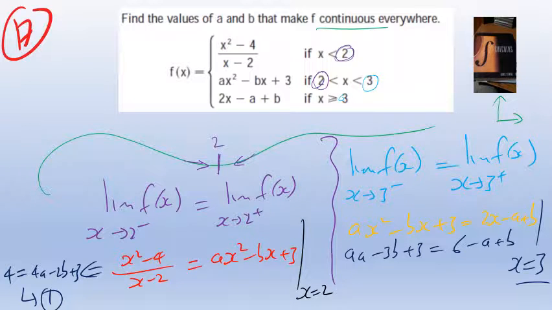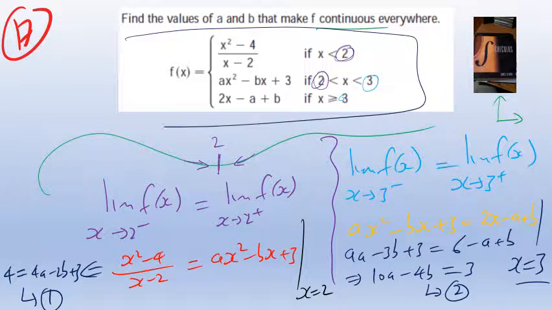And then you can tidy this up quite nicely by saying 10a minus 4b equals 6 minus 3, which is 3, and that's equation 2. So have a look at these two equations. I have 2 equations with 2 unknowns. I'll be able to solve them simultaneously, and bang, I get a and b. And when we put that into the original piecewise function, it ensures that the function is continuous about that junction, 2 and 3.